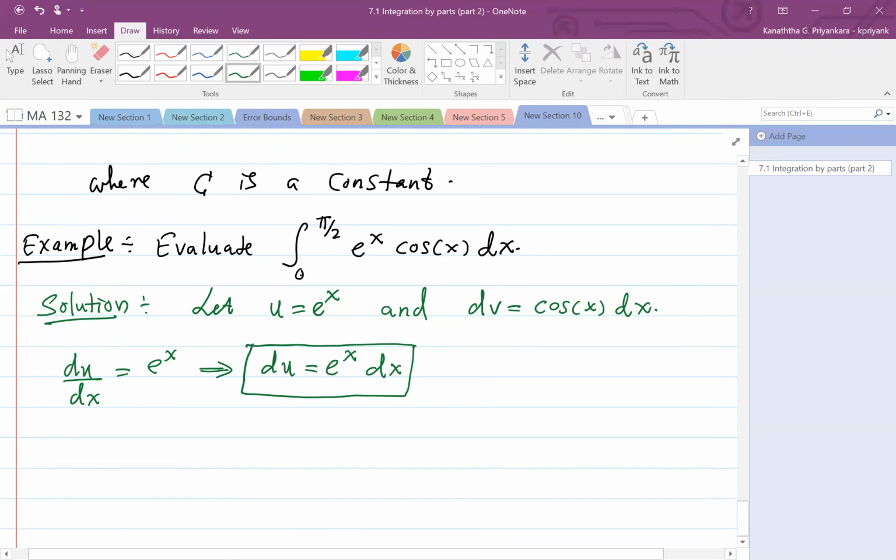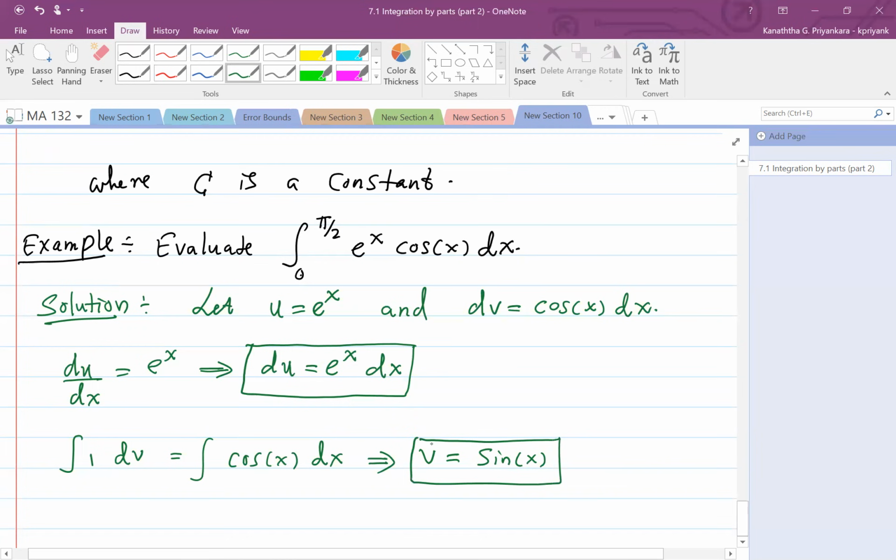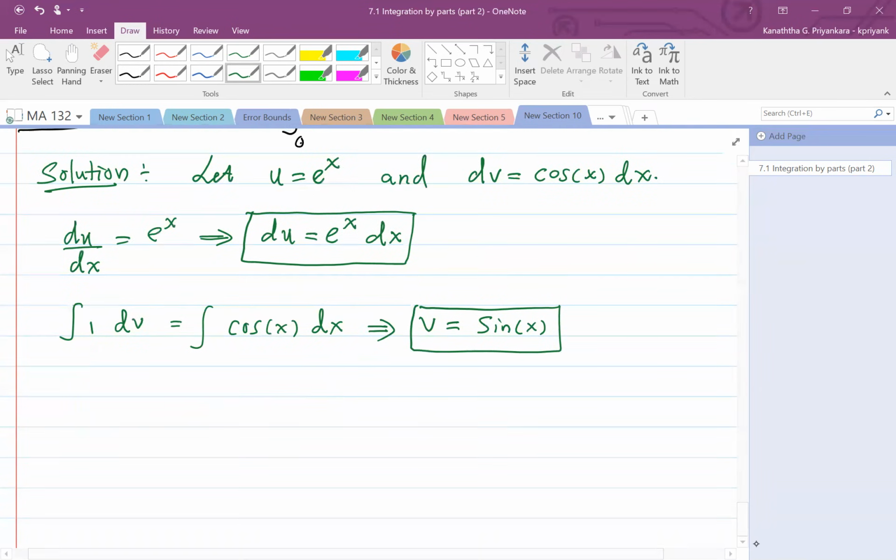So next we are going to integrate the dv expression to find v. So this is the integral of 1 dv equals the integral of cosine x dx. If we integrate 1 with respect to v, this becomes v, and the antiderivative of cosine is sine. And again, you can check by taking the derivative. The derivative of v gives dv, and the derivative of sine is cosine. So we get the same answer.